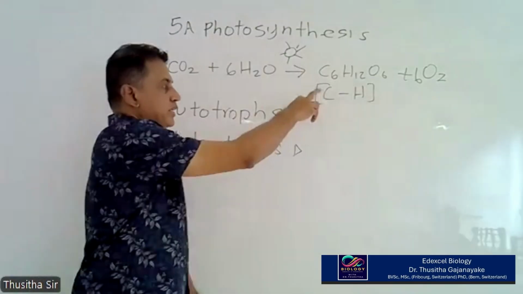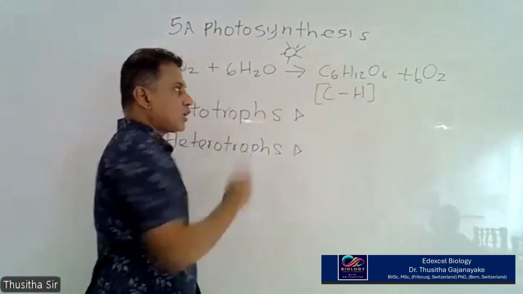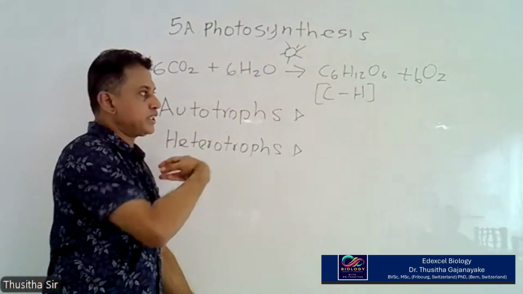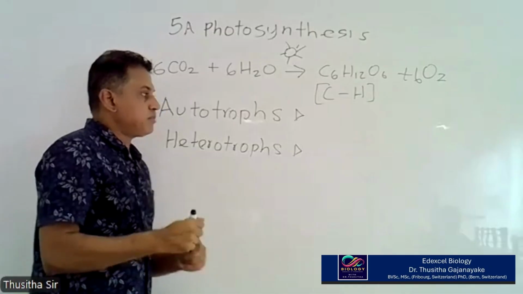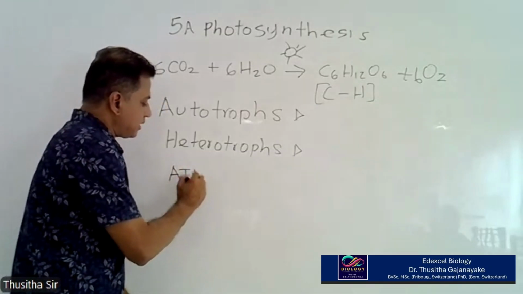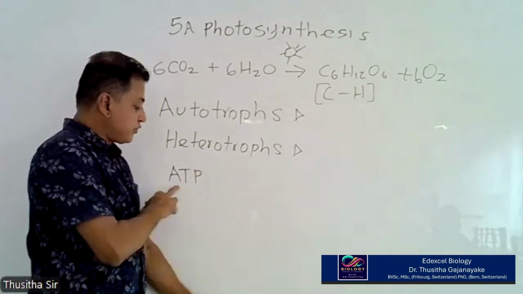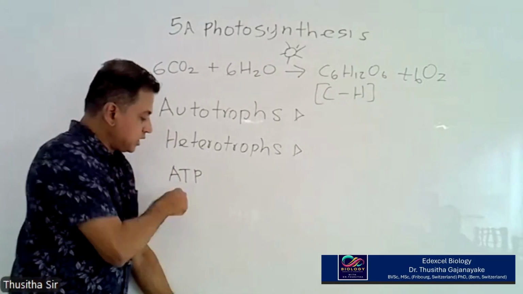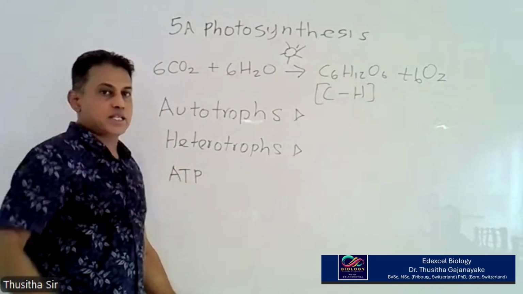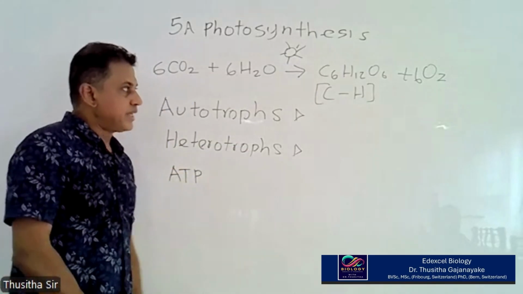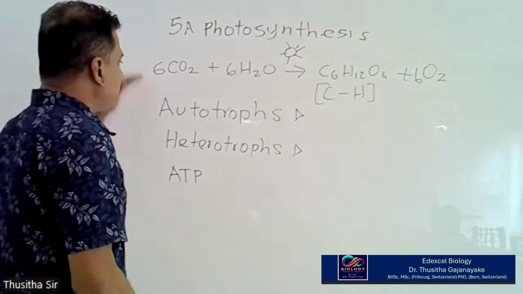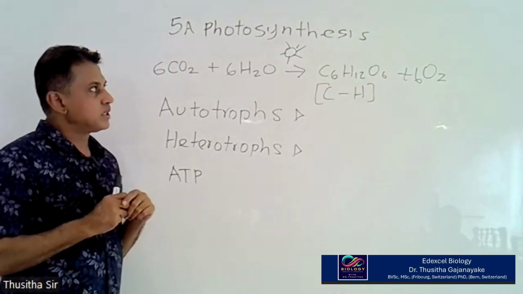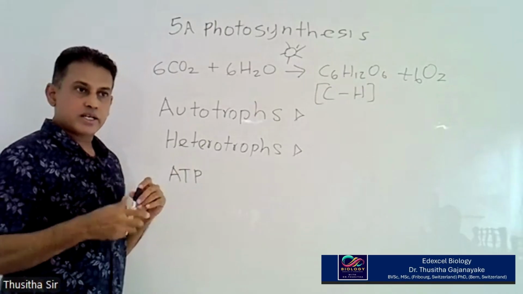So when we use this glucose or starch, the energy is again converted into chemical energy, ATP, adenosine triphosphate, in the cells. This is a universal energy currency. That means all organisms use ATP as the energy source in the cells. So this is the introduction, and we are going to more advanced concepts of photosynthesis in the next lessons.